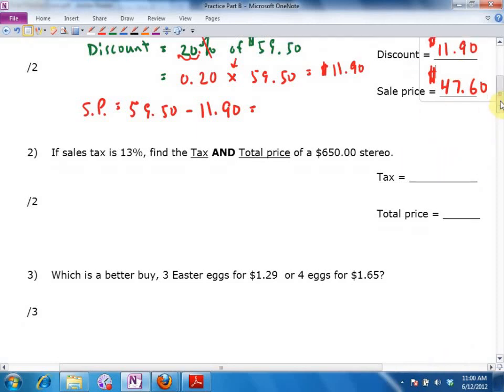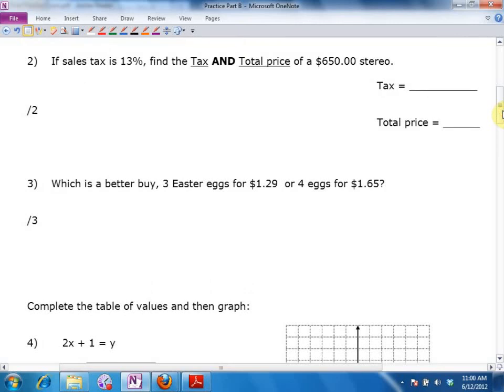Good. Next one. Sales tax is 13%. Find the tax and total price. So how do I find the sales tax? Or the tax, I should say. Okay, so it's going to be 13% of $650.